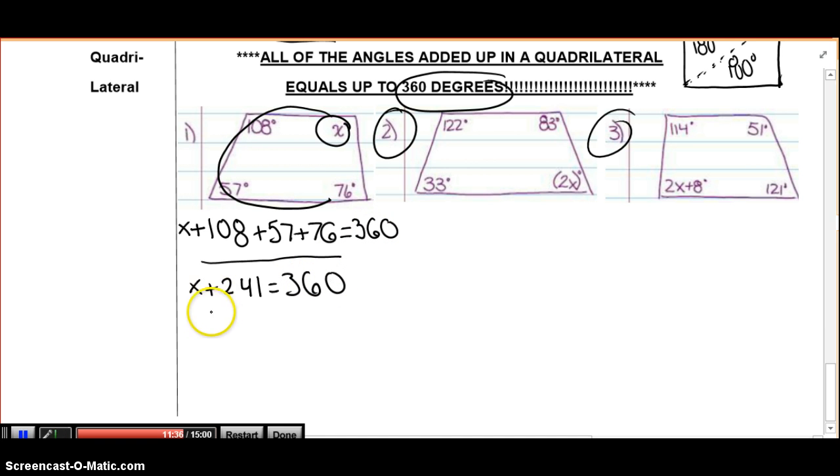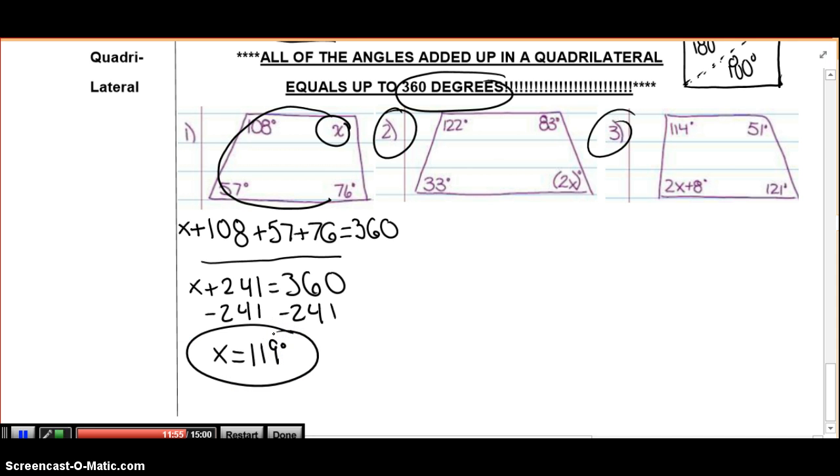Now, what do we do from here? You all should know. Subtract 241 from 360. So when we do that, we'll get the remarkable number of x equaling 119 degrees. There you have it, ladies and gentlemen.